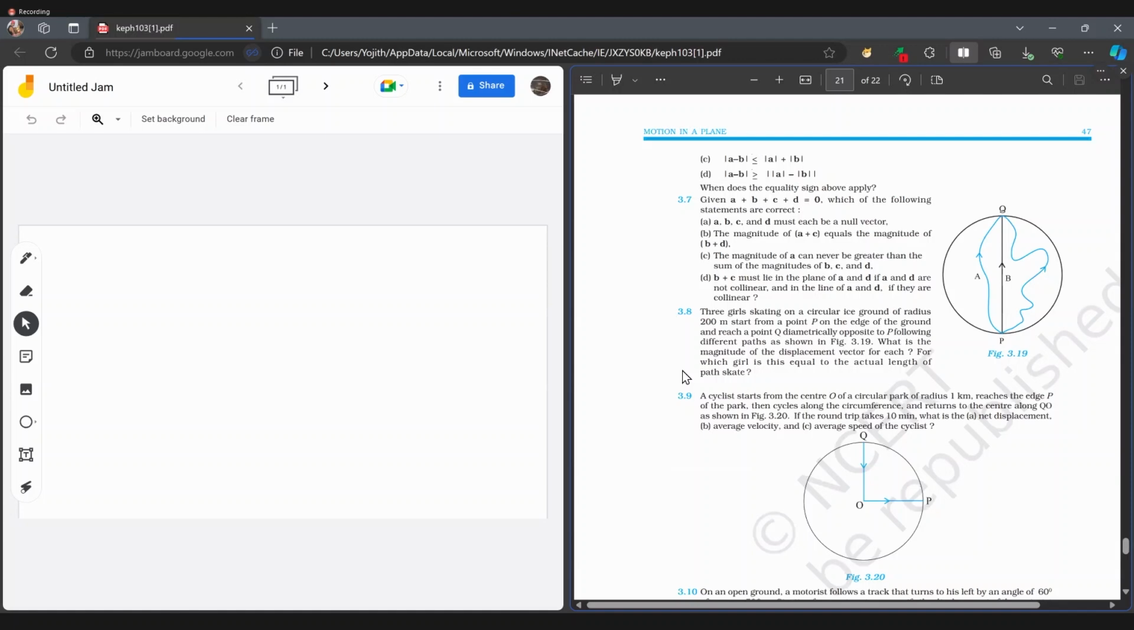Okay, first, volume. It is a measurement, and volume has no direction, so it is a scalar. Okay, volume is a scalar quantity. We have mass. Okay, mass is a scalar only.